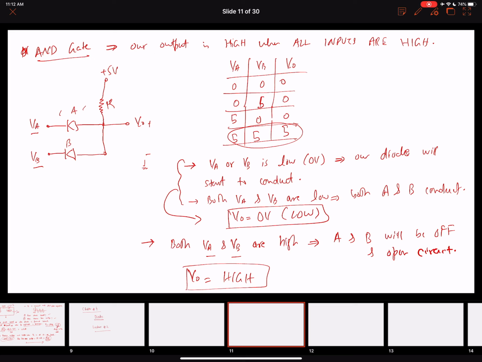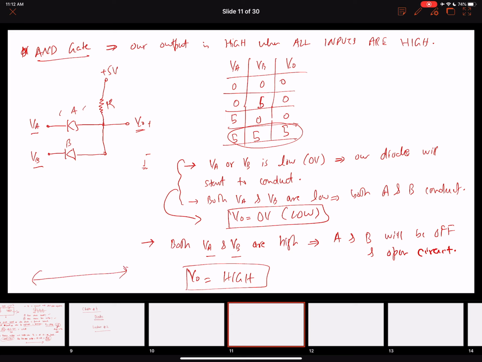So we say that at 0 volts, when VA or VB are low, our diodes will start to conduct. And when these diodes are conducting, our potential drop V0 will become 0 because VA and VB are 0. That is true when any of these diodes are conducting. However, when both of these inputs, VA and VB, become high, then both of the diodes will become open circuit. When both of the diodes are off and open circuit, this means that my potential V0 will be equal to 5 volts, almost 5 volts, or high. So this is how we can make an AND gate.